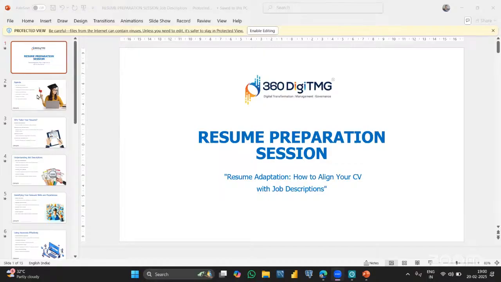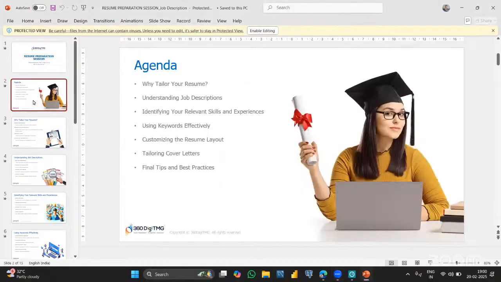So let's start. Talking about the agenda, what we will discuss today. Since this is a resume preparation session, we will talk about what is a resume, why to tailor your resume, understanding JD, then identifying your skills and how to put your skills in your resume, how to showcase them, talking about keywords, customizing the layout of your resume, then cover letter and final tips and practices. So these things we will cover today.